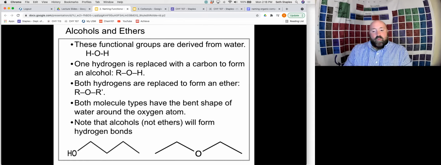And so now we're going to start getting into some deeper detail on some of the functional groups. In this lecture, we're going to focus in on alcohols and ethers. We're also going to look at thiols and amines. Alcohols and ethers are functional groups which are essentially derived from water.